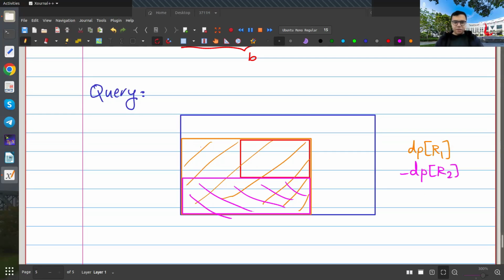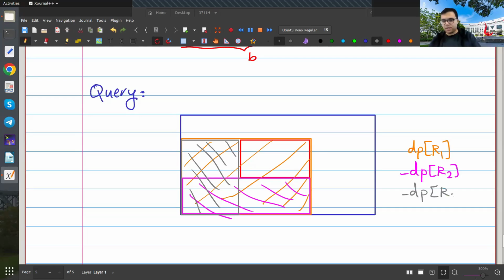But I still have a problem because I'm counting these elements here. And I'm not happy with that. So I'm going to subtract them next. But I have to always start from the bottom left. So I subtract these ones. Okay. So it would be minus dp of this rectangle, R3.